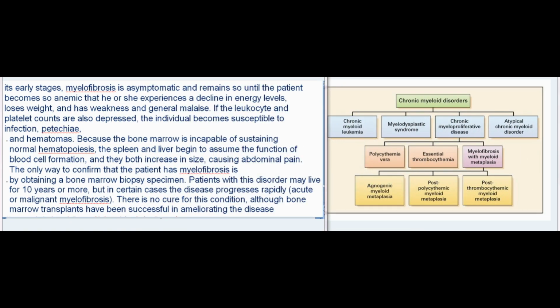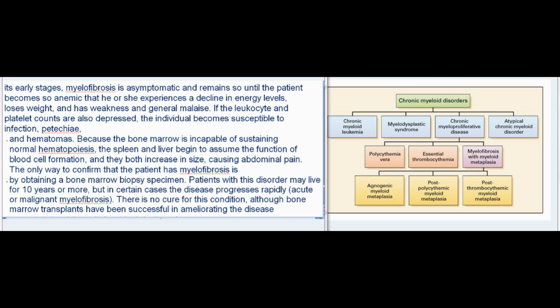In its early stages, myelofibrosis is asymptomatic and remains so until the patient becomes so anemic that he or she experiences a decline in energy levels, loses weight, and has weakness and general malaise. If the leukocyte and platelet counts are also depressed, the individual becomes susceptible to infection, petechiae, and hematomas. Because the bone marrow is incapable of sustaining normal hematopoiesis, the spleen and liver begin to assume the function of blood cell formation, and they both increase in size, causing abdominal pain.